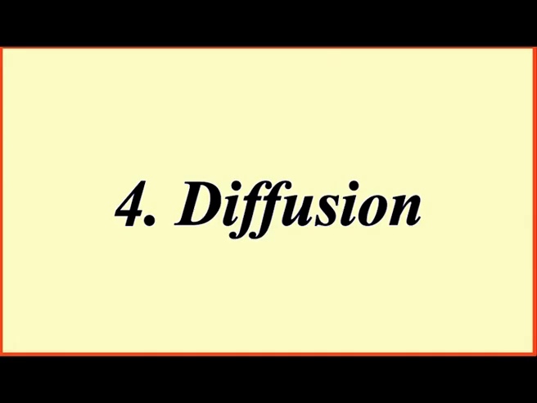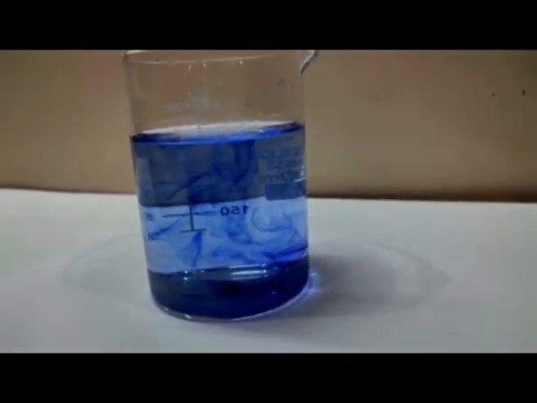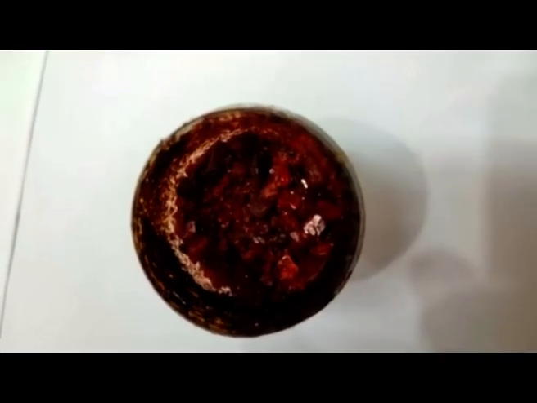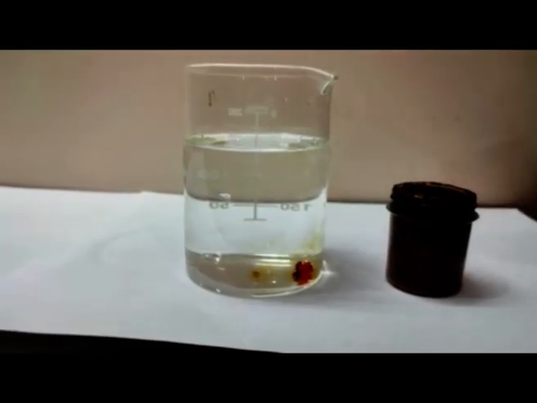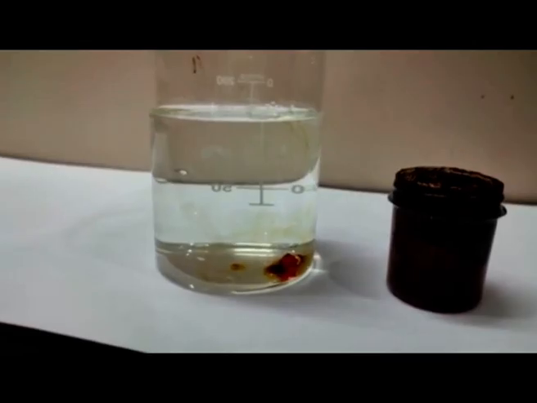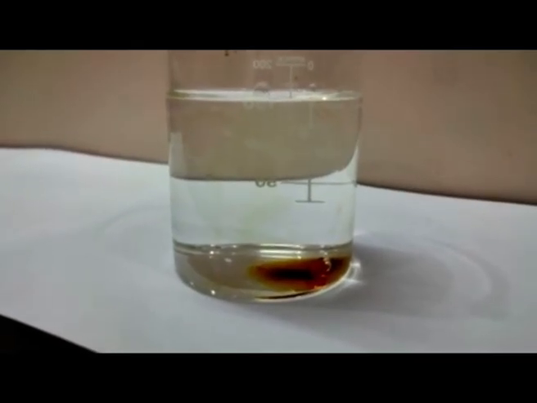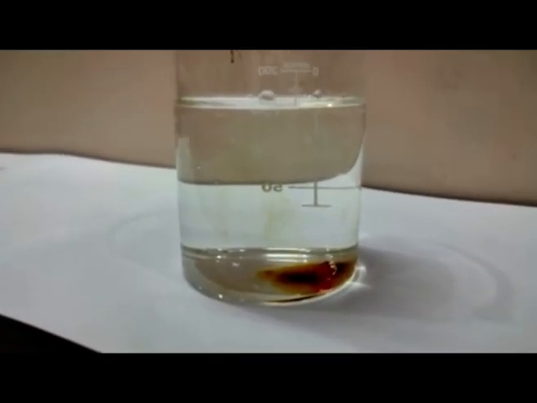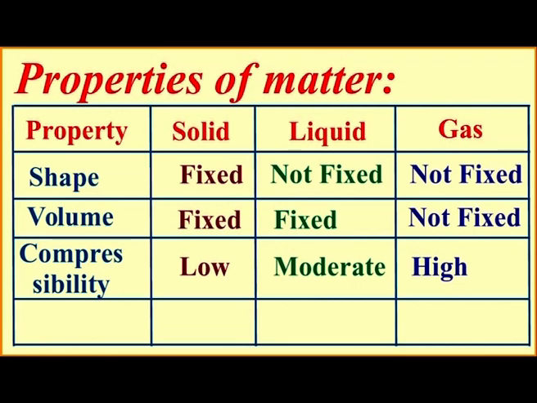Now let us learn about diffusion. My dear children, what is diffusion? Diffusion means spreading of a material into the space. My dear children, these are potassium dichromate crystals. Take few crystals of potassium dichromate and add these crystals to the water taken in a beaker. And observe carefully. The potassium dichromate is diffusing into the water slowly. Are you observing, my dear children? That means we can confirm that the diffusion of solid is very low.